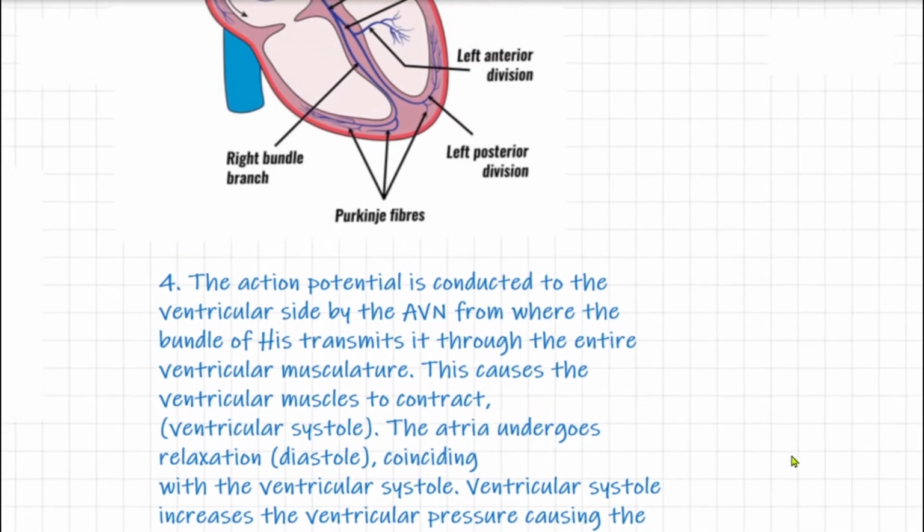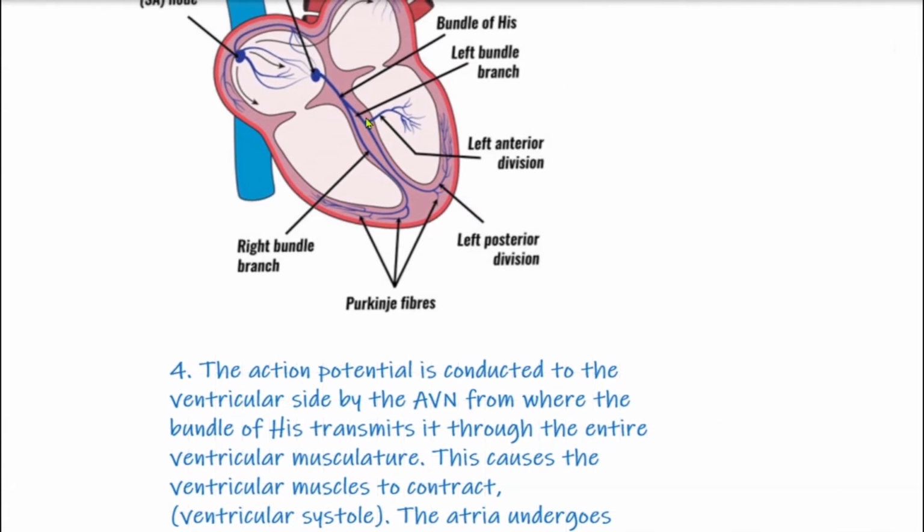Now students, what will happen due to this ventricular systole or ventricular contraction? Due to this ventricular contraction, intraventricular pressure will increase, and a time will come when the intra-atrial pressure will become less than the intraventricular pressure, because the atria are relaxing, ventricles are contracting. When atria are relaxing, intra-atrial pressure is decreasing, and ventricles are contracting, intraventricular pressure is increasing.